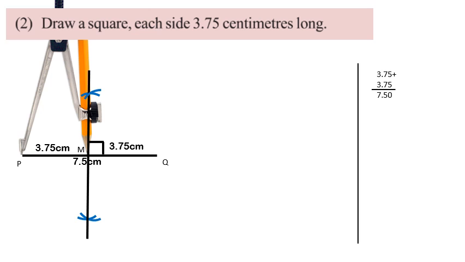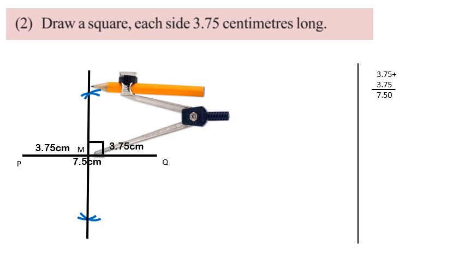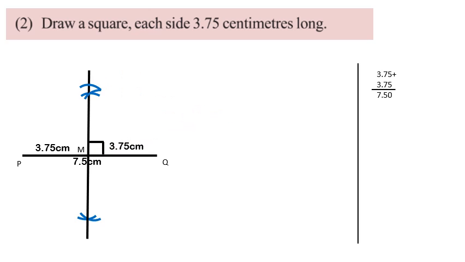Let us keep the compass from the point P to the midpoint M. Now our compass width is 3.75 centimeters, and taking M as center, cut an arc on the perpendicular line, and name it R. Again taking R as center, draw another arc of radius 3.75 centimeters. Then without changing the compass width, taking P as center, draw one more arc. Here the two arcs intersect at point S.